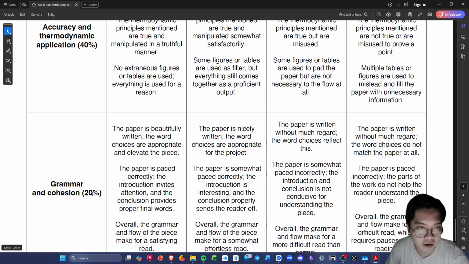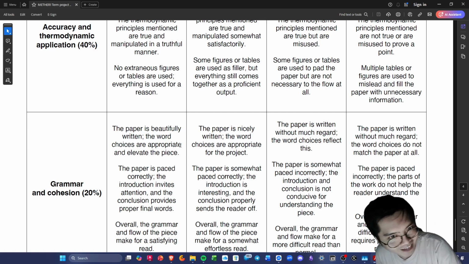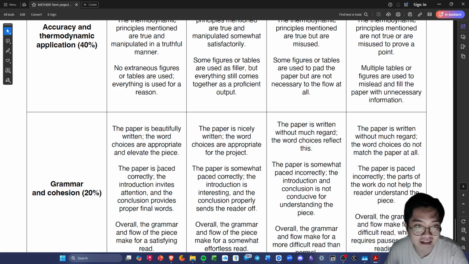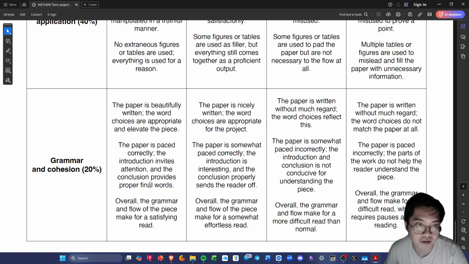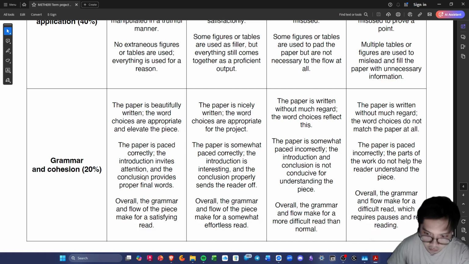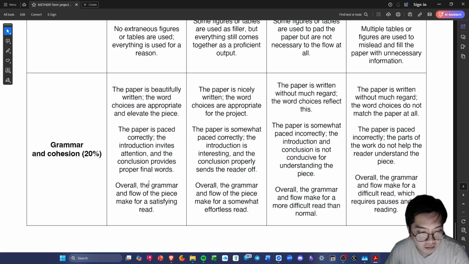And for grammar, the paper is nicely written. Okay? Please, I want your articulation to reflect that you are a college student. Okay? The word choices are appropriate and elevate the piece. Right? The paper is paced correctly. Of course, we need to have an introduction, a body, and then a conclusion. I think you guys already understand what that means. And of course, the flow and the grammar should make it very light to read. Should make it very easy, very understandable, right?